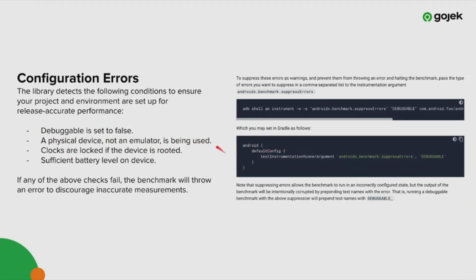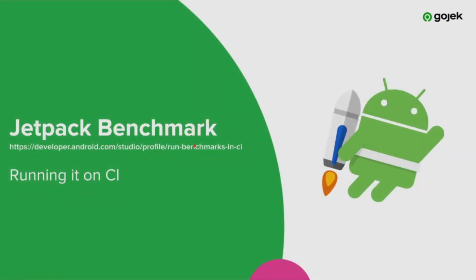It's up to you though. If you want to use the physical device, you can just turn off these suppress errors, and if you want to use the physical device, you can just turn on the CPU lock or battery level on your test.